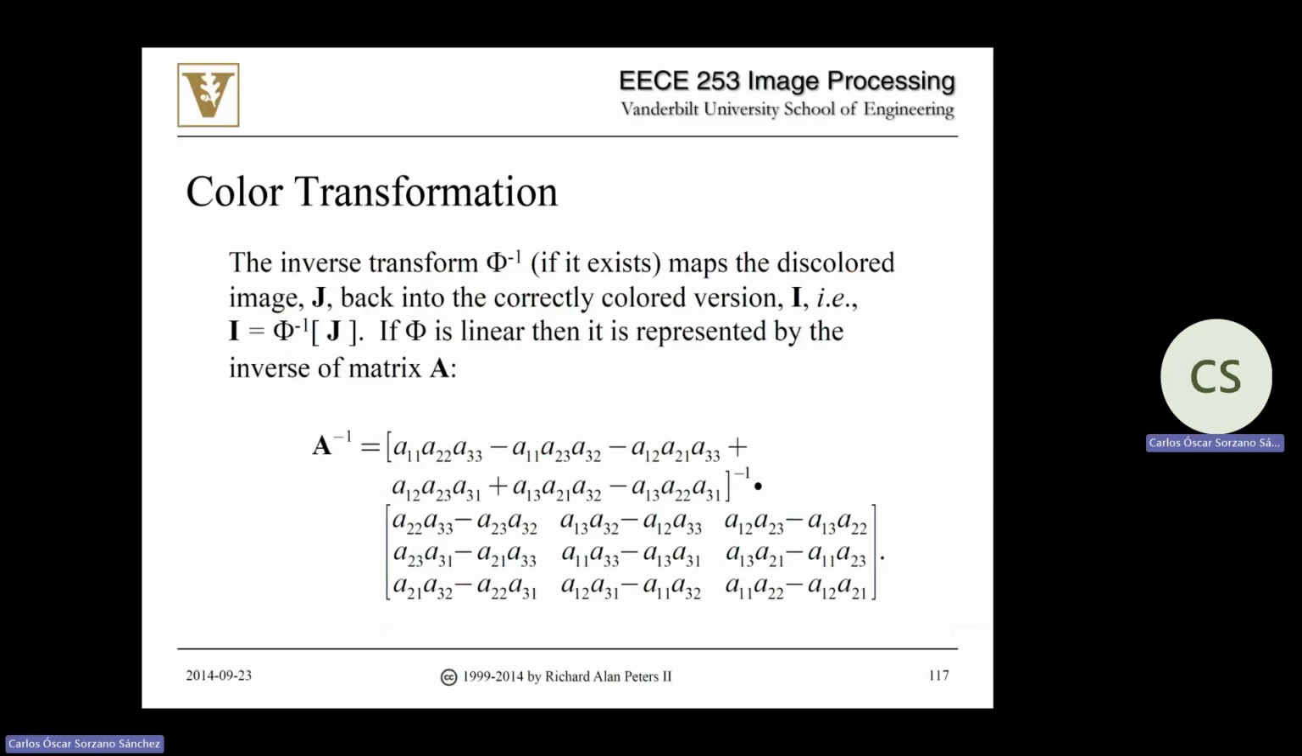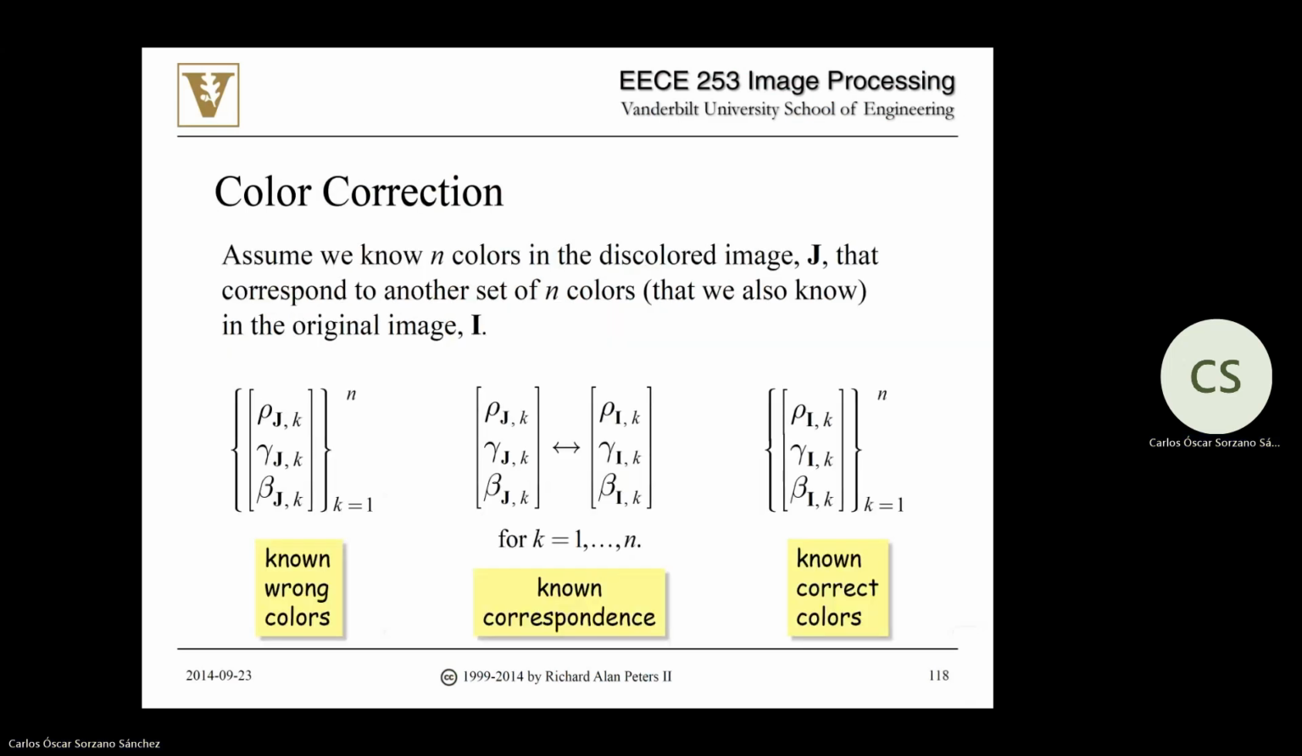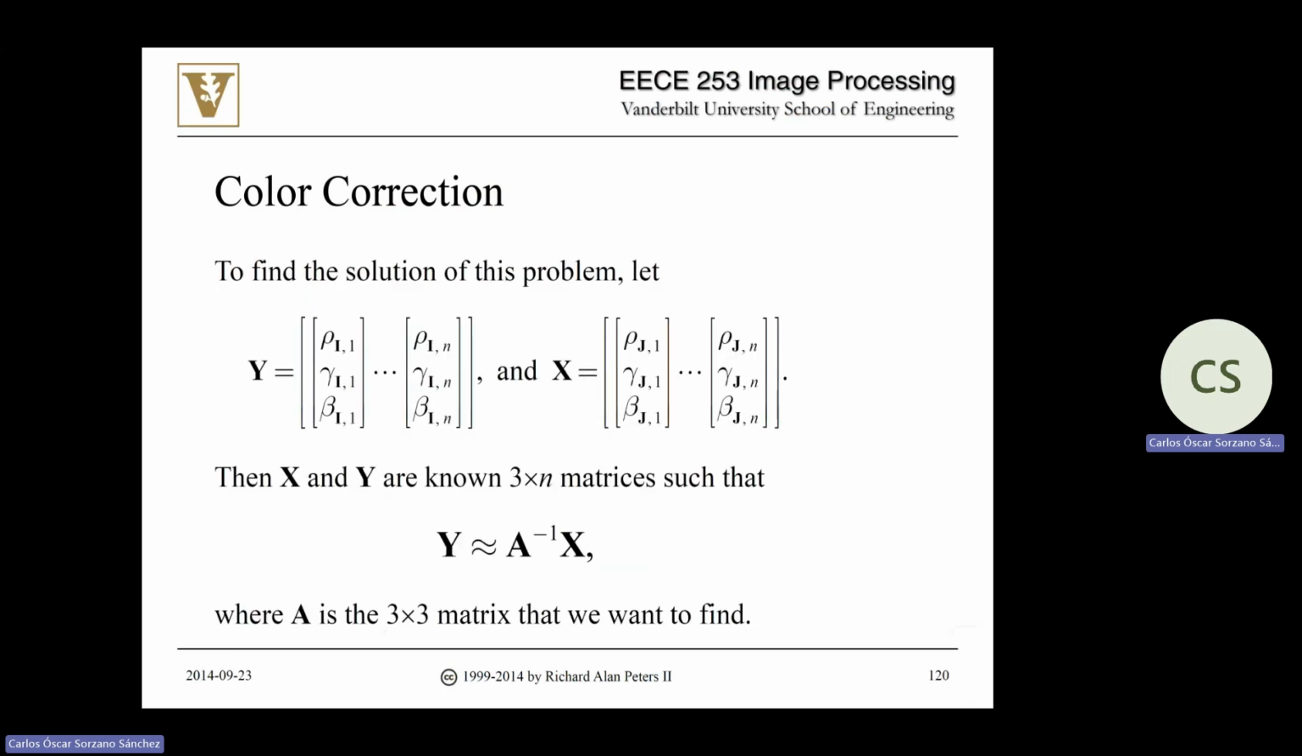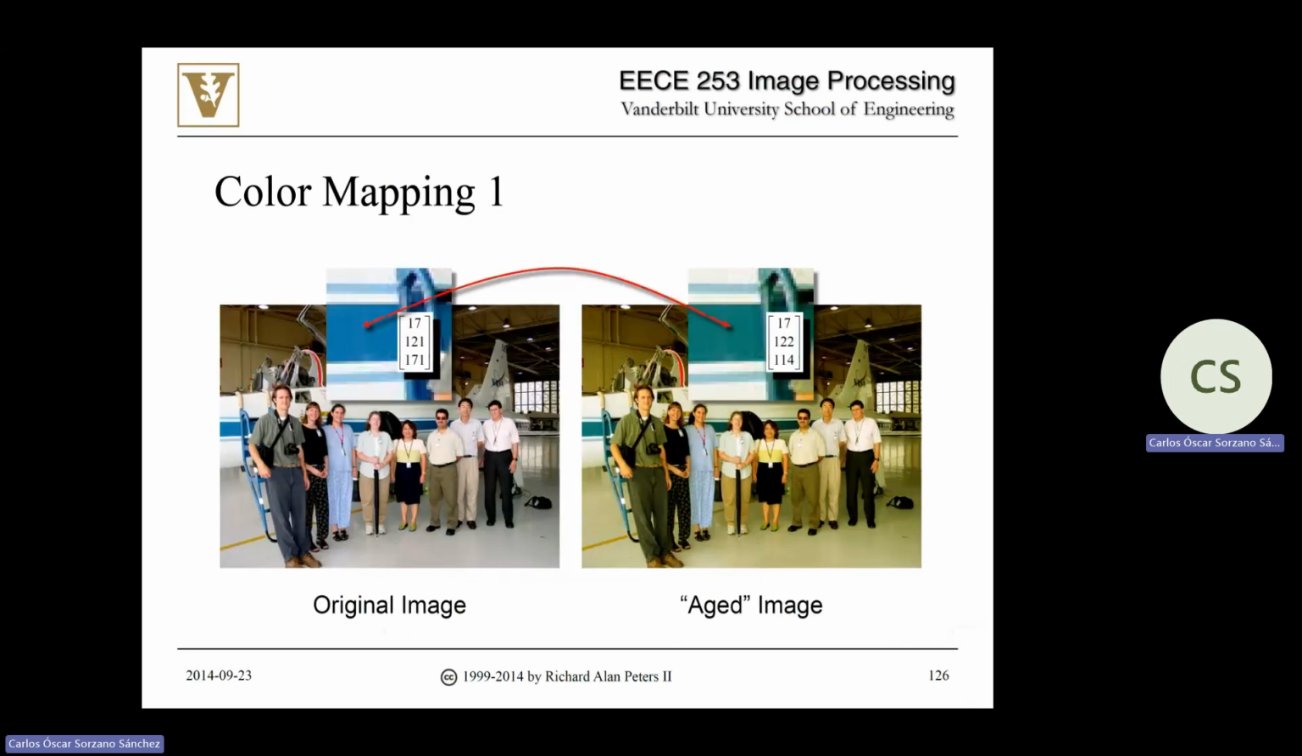So that is why A minus 1 is not present to compute. Okay, so now let's say that you are given pairs of colors that correspond. Let's go to an example. Let's say you say this color in the original photograph should be this one. You see that red and green are almost the same, but the blue is much bigger now. So what has happened is that the blue has gone down.